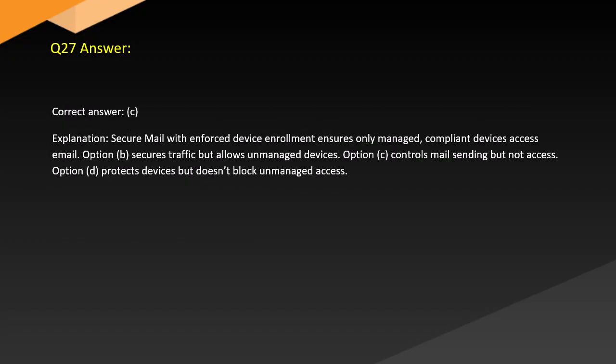Answer. Correct answer: A. Explanation: Secure Mail with enforced device enrollment ensures only managed, compliant devices access email. Option B secures traffic but allows unmanaged devices. Option C controls mail sending but not access. Option D protects devices but doesn't block unmanaged access.